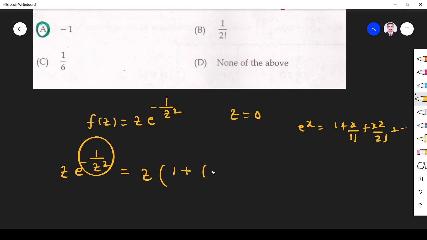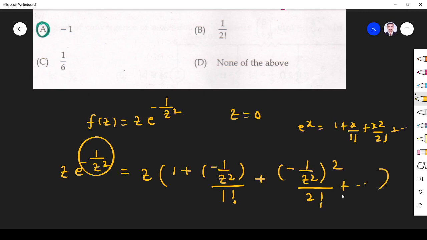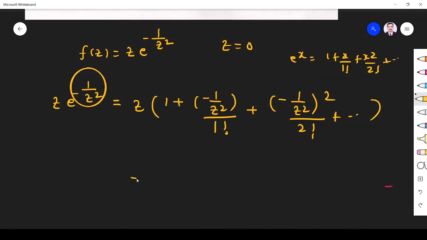I write as 1 plus minus 1 by z square divided by 1 factorial. Instead of x, I take minus 1 by z square, plus minus 1 by z square whole squared by 2 factorial, like that it will go. But what I need is the coefficient of 1 by z only, right? So what is the coefficient of 1 by z? If you bring a z inside, it is z plus minus 1 by z. 1 by 1 factorial is 1, right? Like that I want only the coefficient of 1 by z.